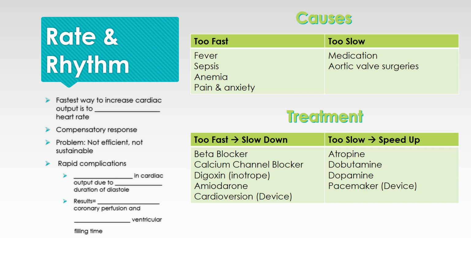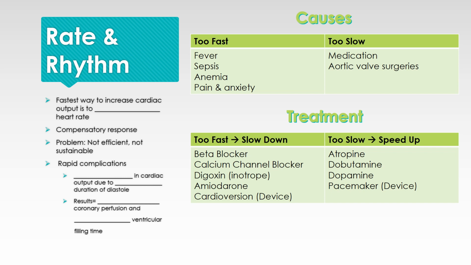Treatment. So let's just make this really simple. If the heart rate is too fast, we need to slow it down. So what are some ways that we can slow down heart rate? We can use beta blockers like metoprolol. We can use calcium channel blockers like diltiazem, or Cardizem is the brand name for that.